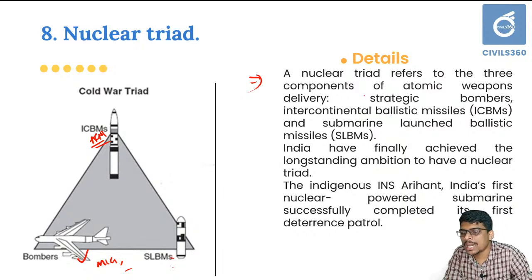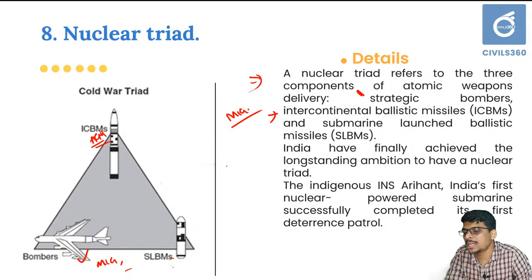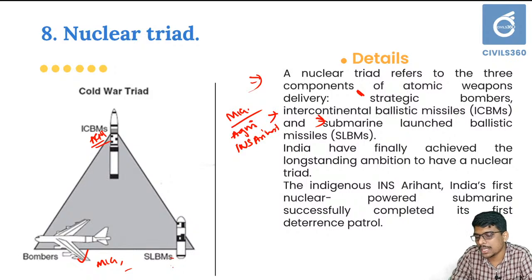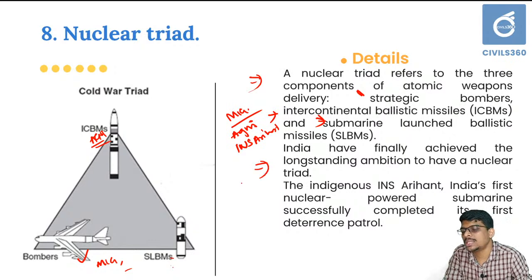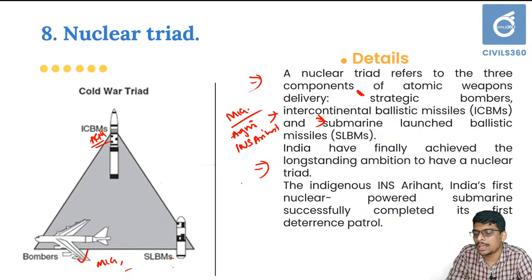That is, there will be strategic bombers, in India that is MiG. The second one is intercontinental ballistic missiles, in India it is Agni. And the third one is submarine launched ballistic missiles, in India INS Arihant became a nuclear powered submarine, successfully completing its first deterrence patrol, which is the third most important section of the nuclear triad. Okay, and India has achieved the nuclear triad through the deployment of INS Arihant.